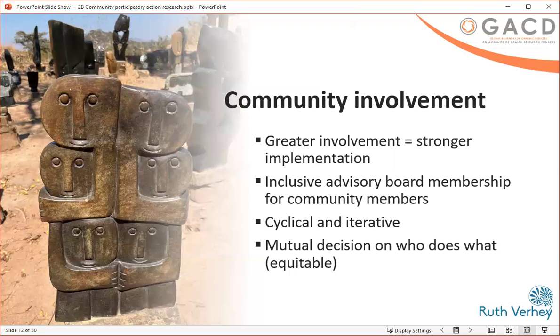So these are all kind of things to think about that are not easy to solve. And by no means do I say I have the solution here. I just want us to start thinking about those complex aspects of it. Obviously, we want to have the involvement cyclical and iterative, and we want to have mutual decisions on who does what, and who's involved how, and who gets rewarded how.